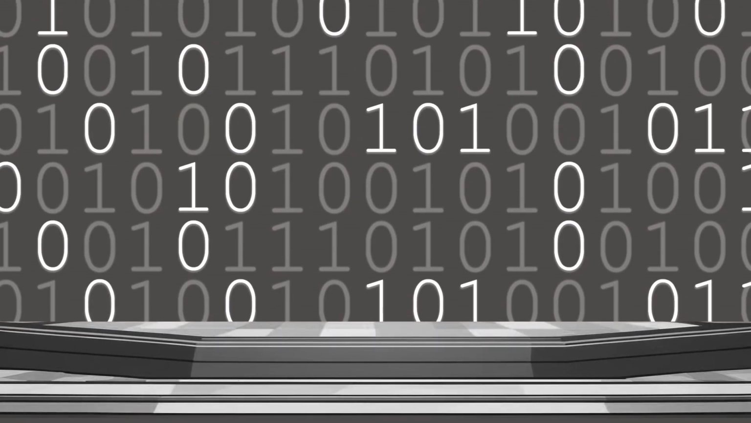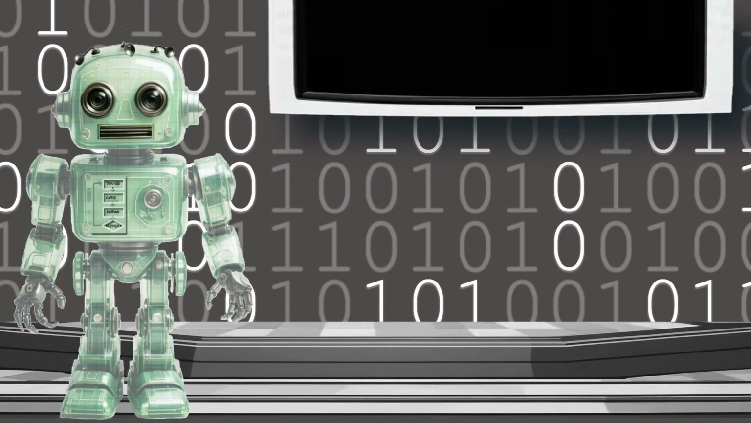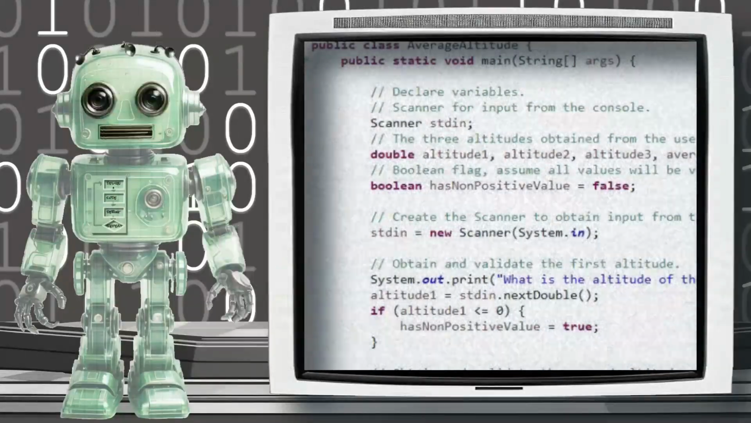Let's start with a little quiz based on prior programs we've written in this lesson to get a sense of your intuition regarding complements, or opposites of expressions that evaluate to true or false. Ready to play? Here's your first question, worth 5 points. Remember this program called averageAltitude.java?